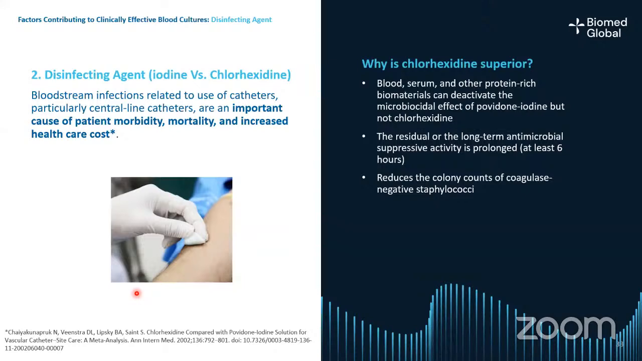Chlorhexidine also has a residual or long-term antimicrobial suppressive activity, which is prolonged at about 6 hours. And it does help to reduce the colony count of CoNS, a very common skin contaminant. So if possible, please make sure to choose chlorhexidine over povidone iodine when it comes to blood cultures.